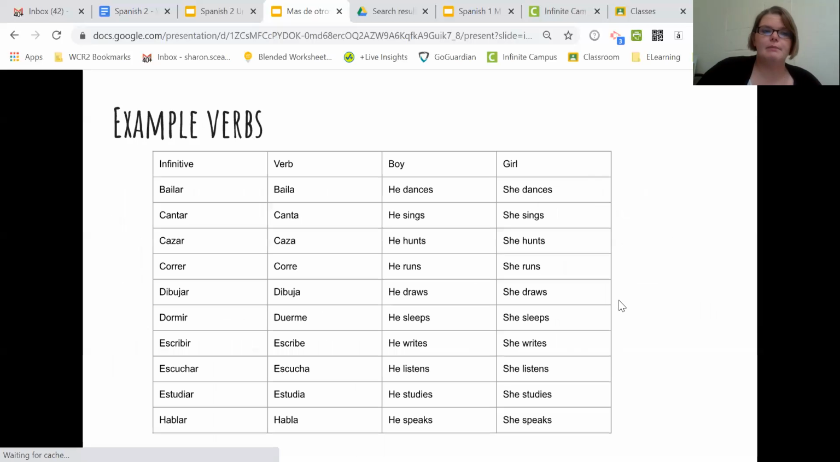And these are just some examples. Here are some example verbs. Baila could be he dances or she dances. Remember, you want to include él or ella. Canta, he sings or she sings. Caza, he hunts or she hunts. Corre, he runs or she runs. Dibuja, he draws or she draws. Duerme, he sleeps or she sleeps. Escribe, he writes or she writes. Escucha, he listens or she listens. Estudia, he studies or she studies. Habla, he speaks or she speaks.